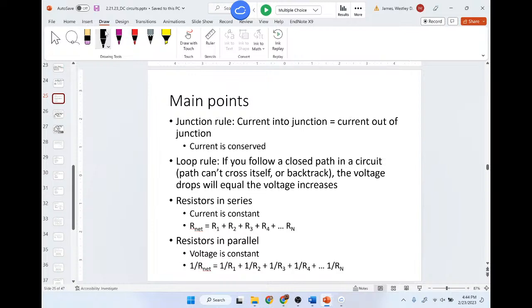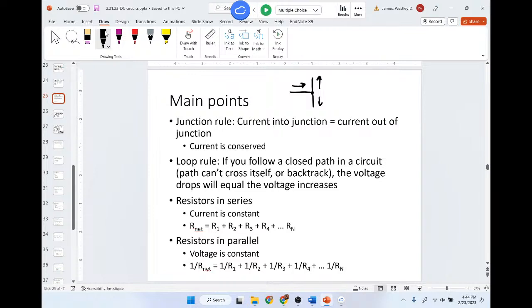A junction is where there's more than one path. Say we have a wire coming in and then it has, who cares how many paths? 10, 20, 2, 3. As long as it has multiple directions it can go. Say it goes that way, that way, that way. That's a junction. Current is changing, but voltage isn't. As long as you're on a wire, voltage stays the same.